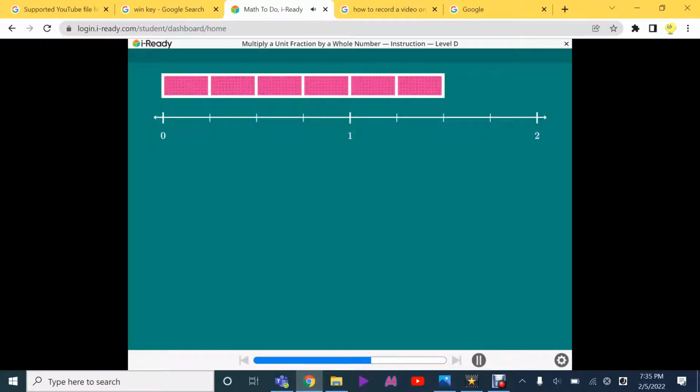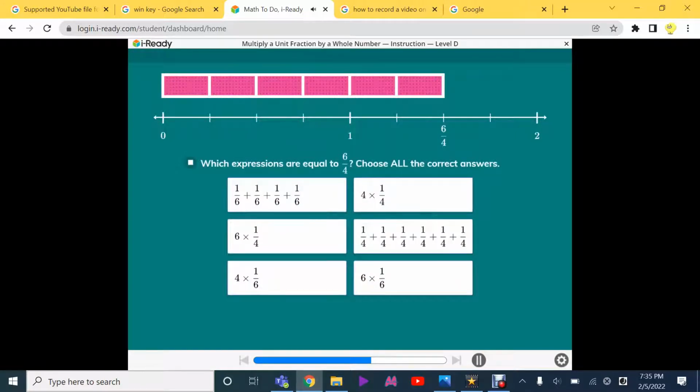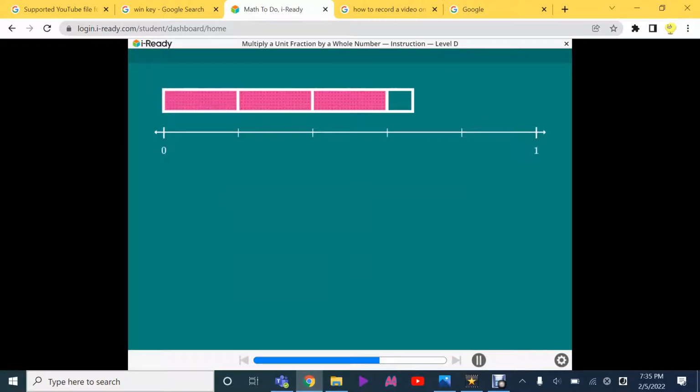The model shows 6/4. Which expressions are equal to 6/4? Choose all the correct answers. This is great. That's right. Wait, that's not really happy.